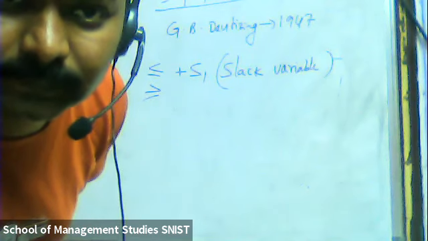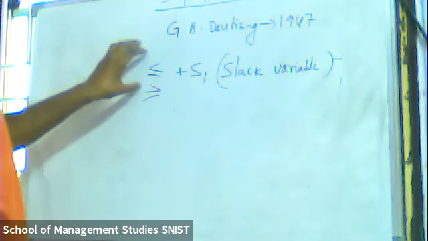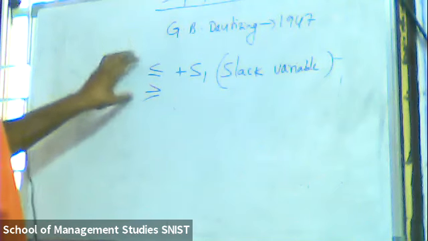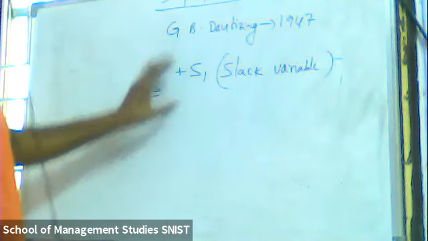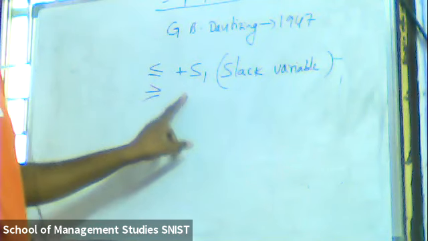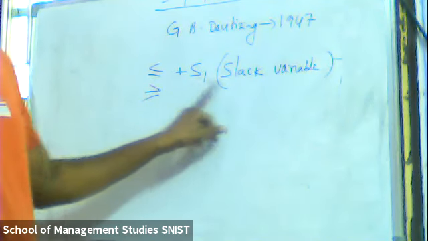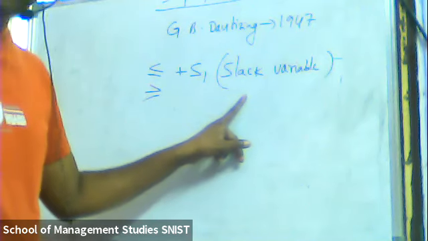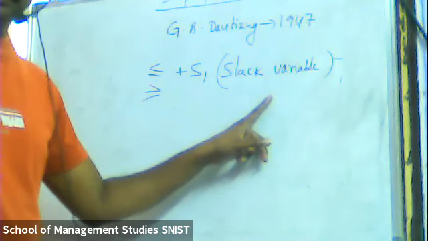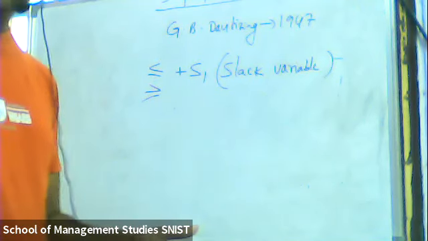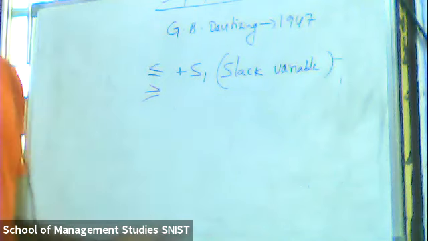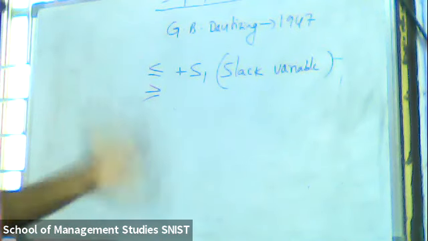Yes, sir. Okay, so to make the inequality an equality, if the given constraint is less than or equal to, we add plus S1. What is this plus S1? A slack variable. What is a slack variable? Unused resources. What are those unused resources? Labor, or maybe material, all those things. Now suppose, listen carefully.